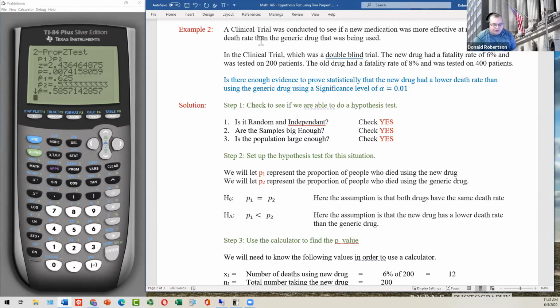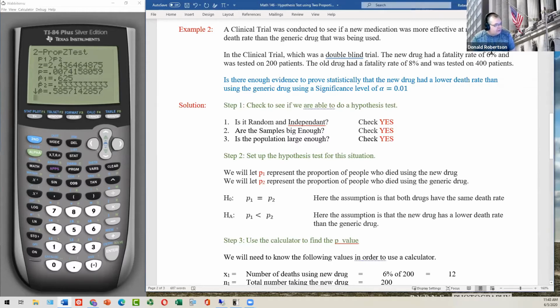And sometimes you find that when they record the percentage, it's actually quite a negative kind of thing. The percentage here is people who die. You would think that would be people who live, but they don't always do it that way. So in this clinical trial, which was a double-blind trial, the new drug had a fatality rate of 6% and was tested on 200 patients, and the old drug had a fatality rate of 8%. If you want to be an optimist, if you took the new drug, 94% of you lived, and I'm assuming got better. And if you took the old drug, only 92% of them got better.